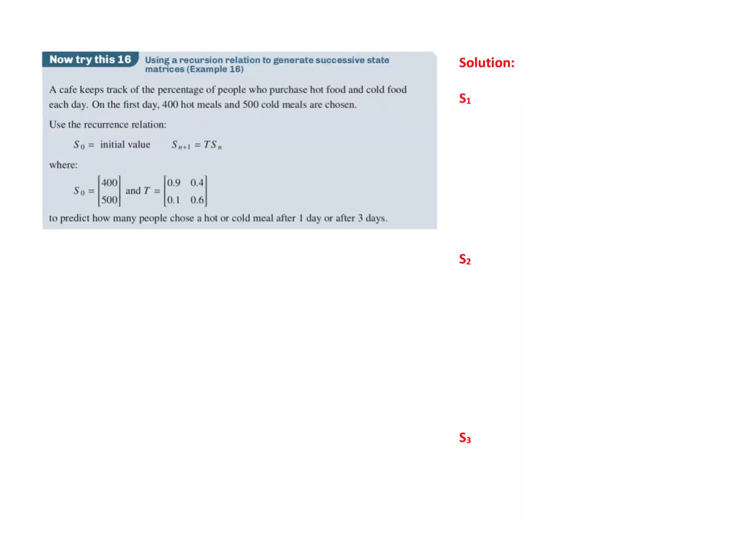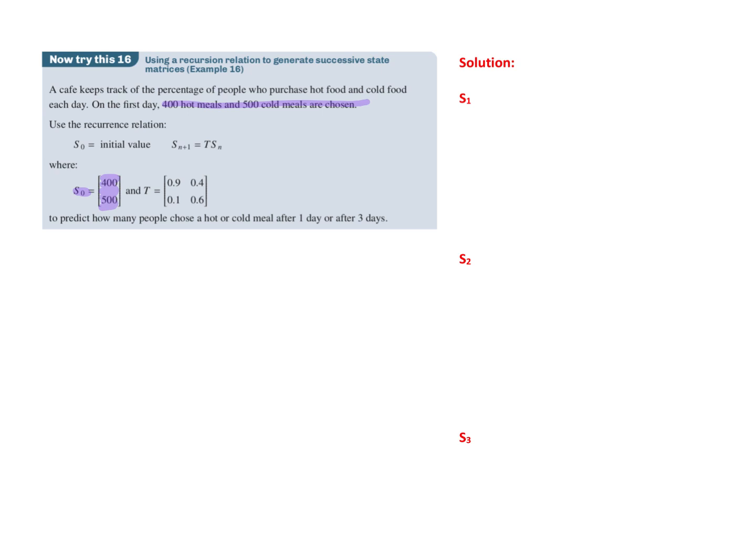A cafe keeps track of the percentage of people who purchase hot and cold food each day. On the first day, so here they're giving you the initial state matrix. There were 400 hot and 500 cold. So see how they've given you this? So if they don't actually write the state matrix out, you could do that yourself. You could work that out.